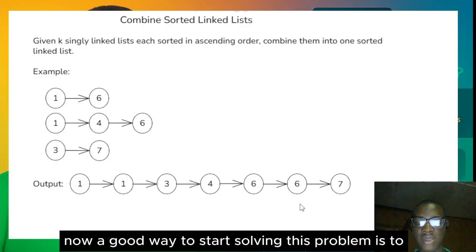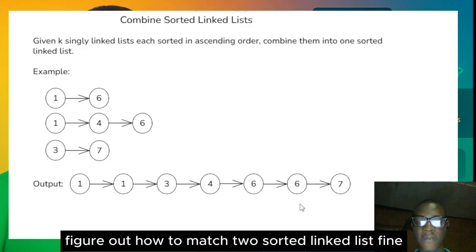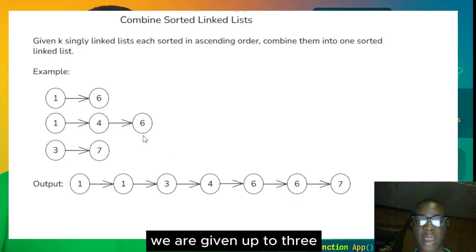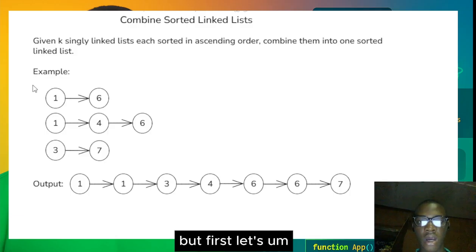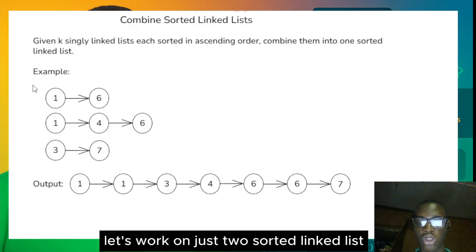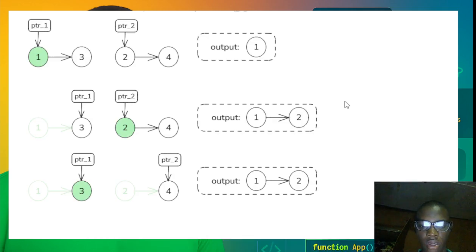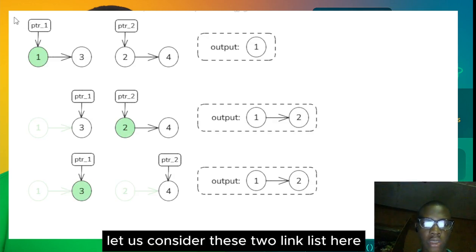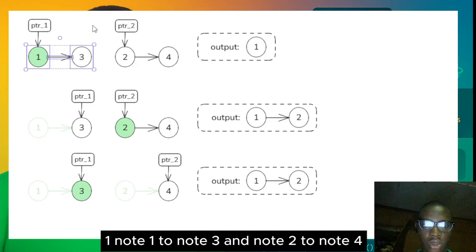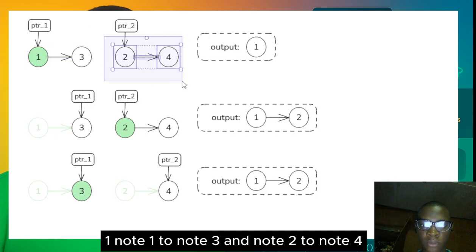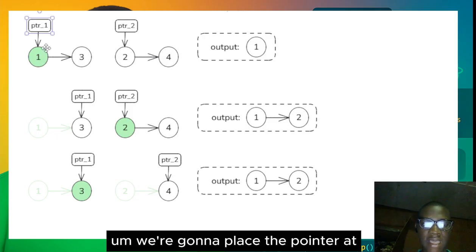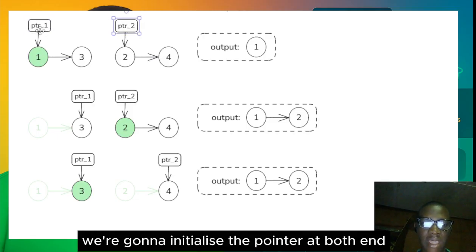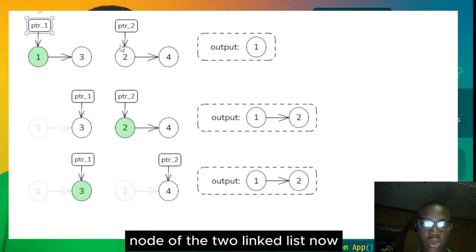Now, a good way to start solving this problem is to figure out how to merge two sorted linked lists. We are given up to 3 and we can be given as many as possible, but first let's work on just two sorted linked lists. Let us consider these two linked lists here, node 1 to node 3 and node 2 to node 4. To merge these two linked lists, we're going to initialize a pointer at both head nodes of the two linked lists.